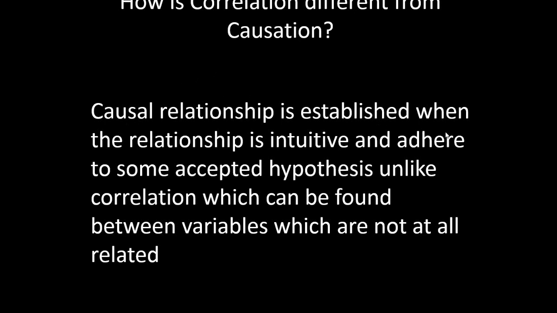A causal relationship is established when the relationship is very intuitive and it adheres to some accepted hypothesis. But correlation can be found between any two variables, even ones which are not at all related. So causation always has to be very intuitive, or something that you can always expect. But sometimes the relationship between two variables could be spurious in nature. That means they are correlated, but in general you won't find any relationship in the real world. So that's exactly the difference between a correlation and causation.